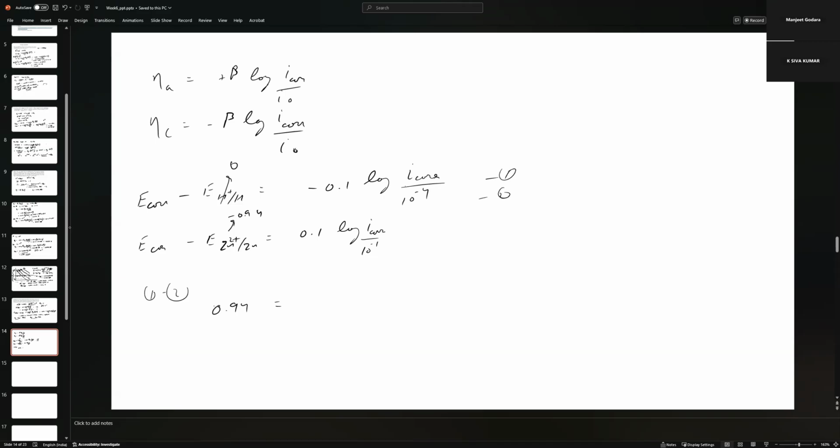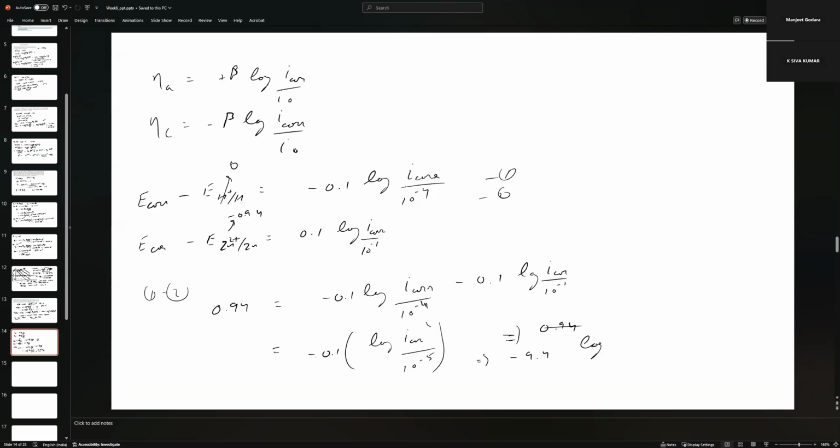you'll get 0.94 equals log of I corr minus 0.1 log of small 1 plus 0.1 log of I corr square into 10 to the power minus 5. 0.94. If you take this to the other side, you get minus 0.94 log of I corr square plus log of 10 to the power 5 is 5.